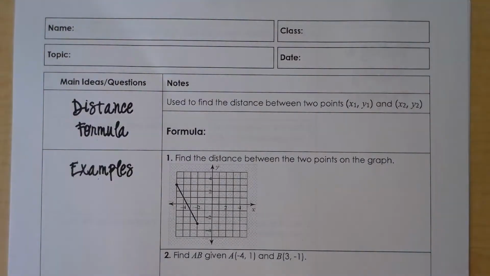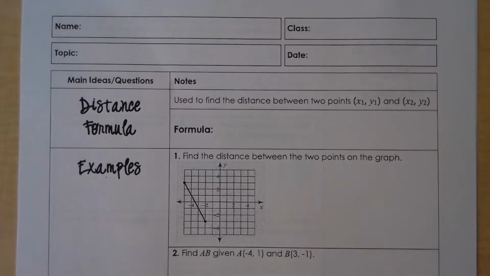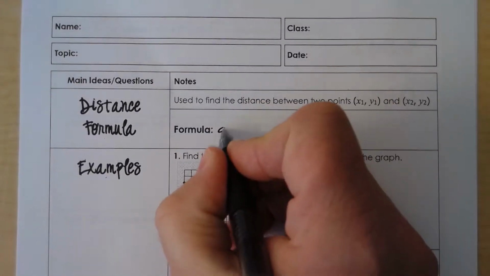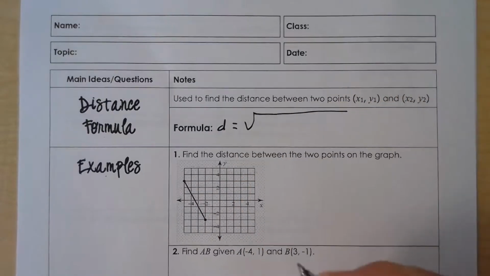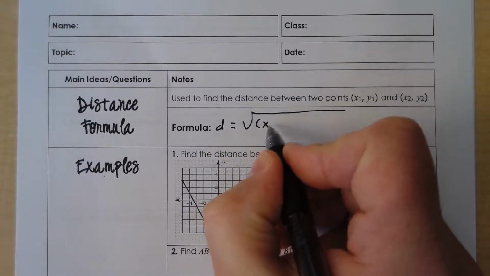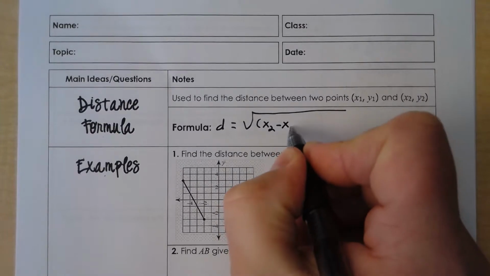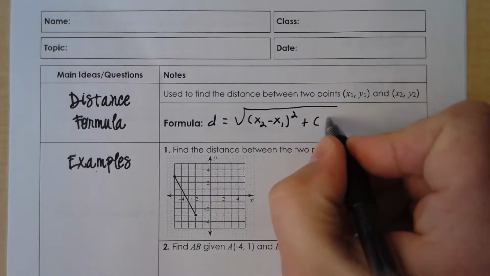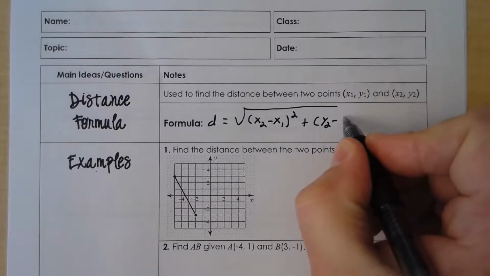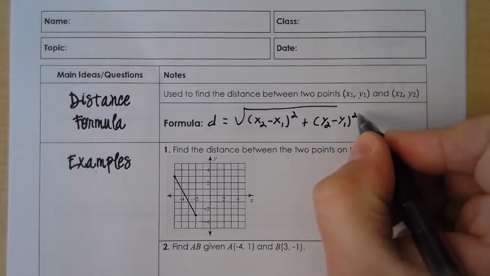All right, so this is what I'm going to do. I'm going to go ahead and just throw this formula out there to you, and then we'll see how to use this thing and where it came from. So the distance formula is this. Distance is equal to the square root of x sub 2 minus x sub 1 squared plus y sub 2 minus y sub 1 squared.